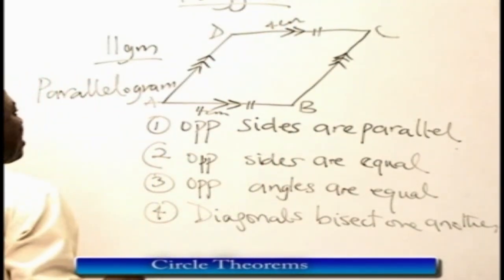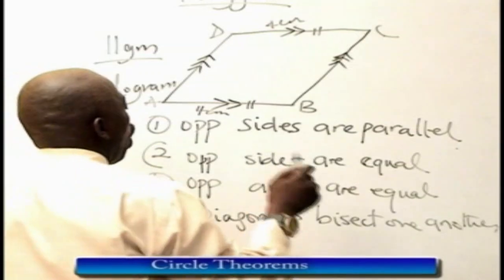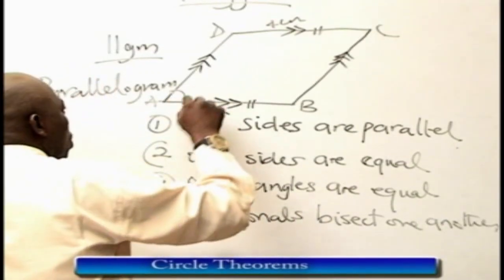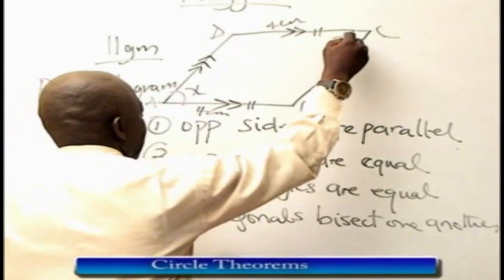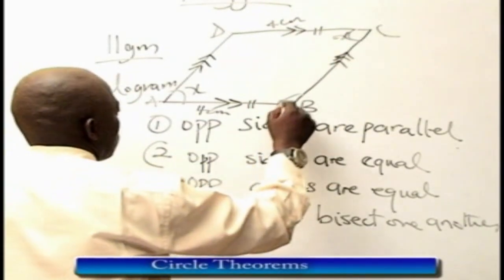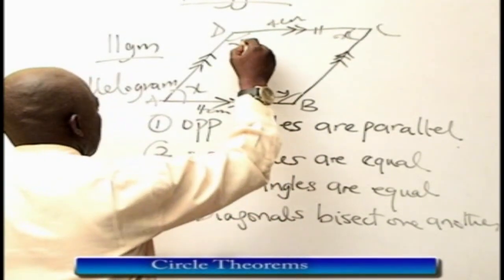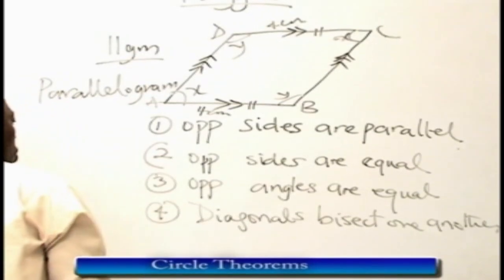Again, another property of parallelogram is that opposite angles are equal. So if this is x, then this is x. If this is y, this is y. Both of them are equal.